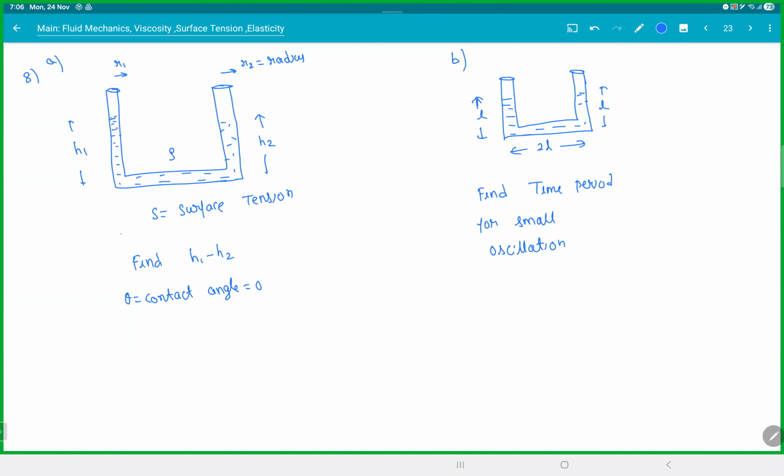Second part, I didn't give you surface tension. How do you know whether you have to use surface tension or not? Check whether they're giving a value for surface tension. See, there is an easy way to guess the first one. If there was no surface tension, H1 is equal to H2.